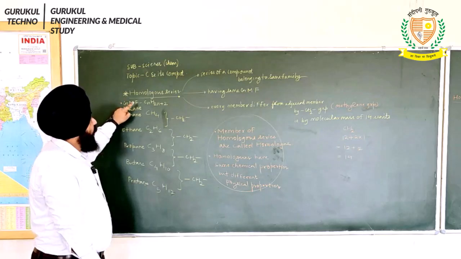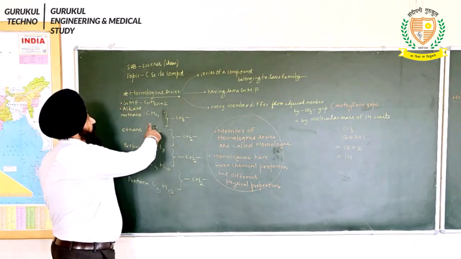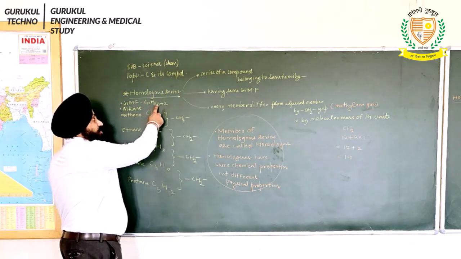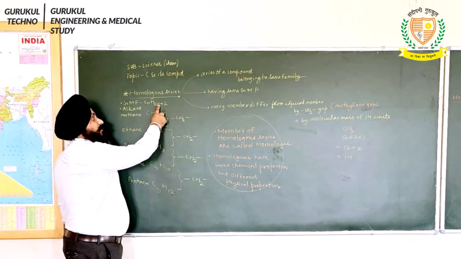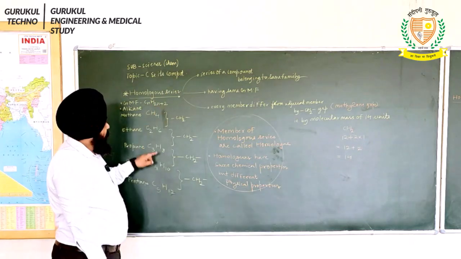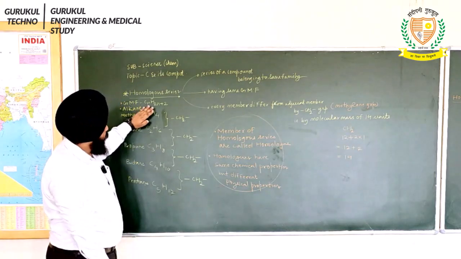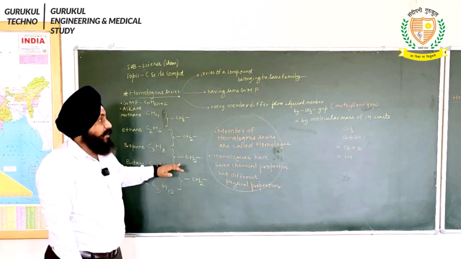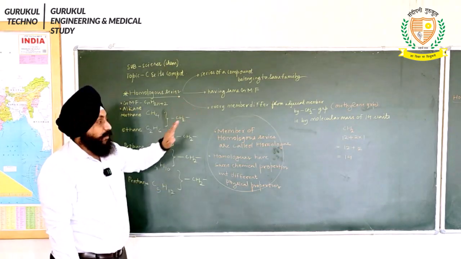See, they have same general molecular formula. Their general molecular formula is CnH2n plus 2. See, if I have taken C as 1 over here, hydrogen will be 2 plus 2, it is going to be 4. Likewise, if it is 2 over here, it will be 4 plus 2, 6. Okay, so they all belong to same family. They have same general molecular formula.